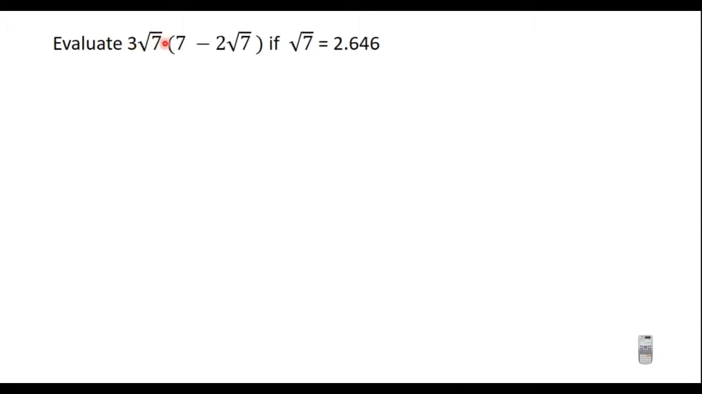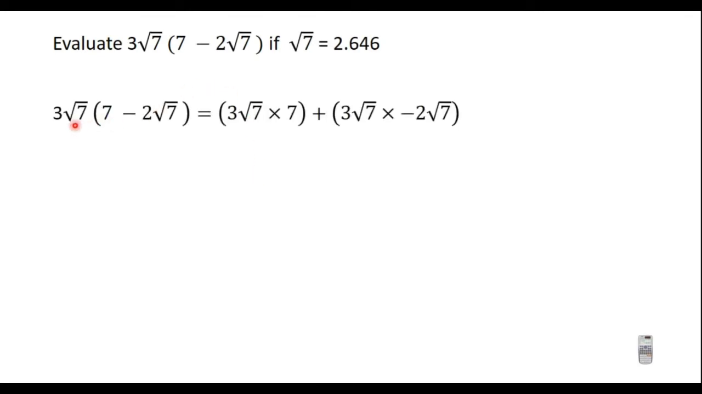We have 3 root 7 into bracket 7 minus 2 root 7. So you first do the multiplication, then you move on. So we have 3 root 7 multiply 7 as we have here. So 3 root 7 times 7, then plus what is outside the bracket is 3 root 7. What's inside the bracket is minus 2 root 7. So we have 3 root 7 times 7 in one bracket, then plus 3 root 7 times minus 2 root 7 in the other bracket. 3 root 7 times 7 will give us 21 root 7. You should be conversant with this by now.